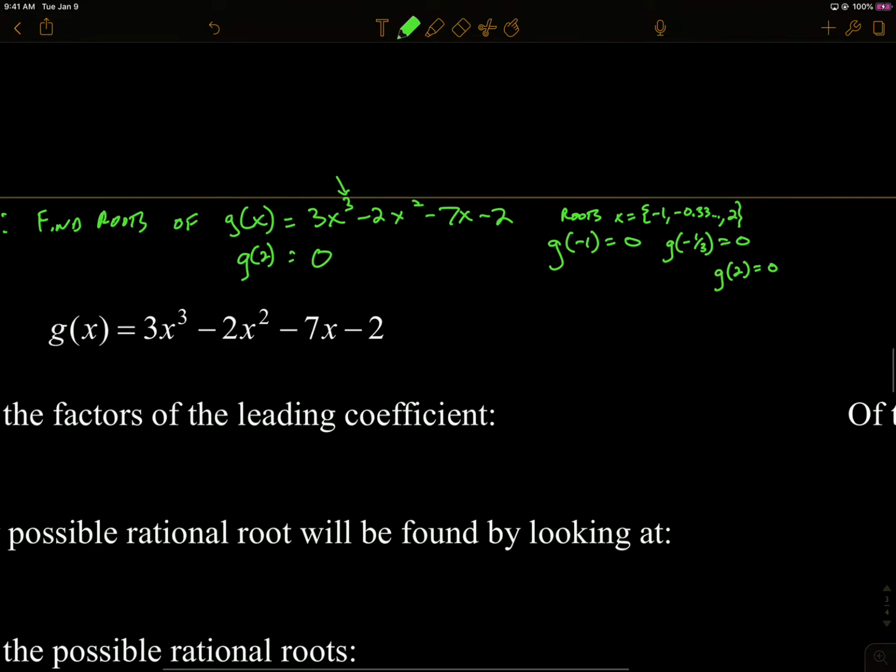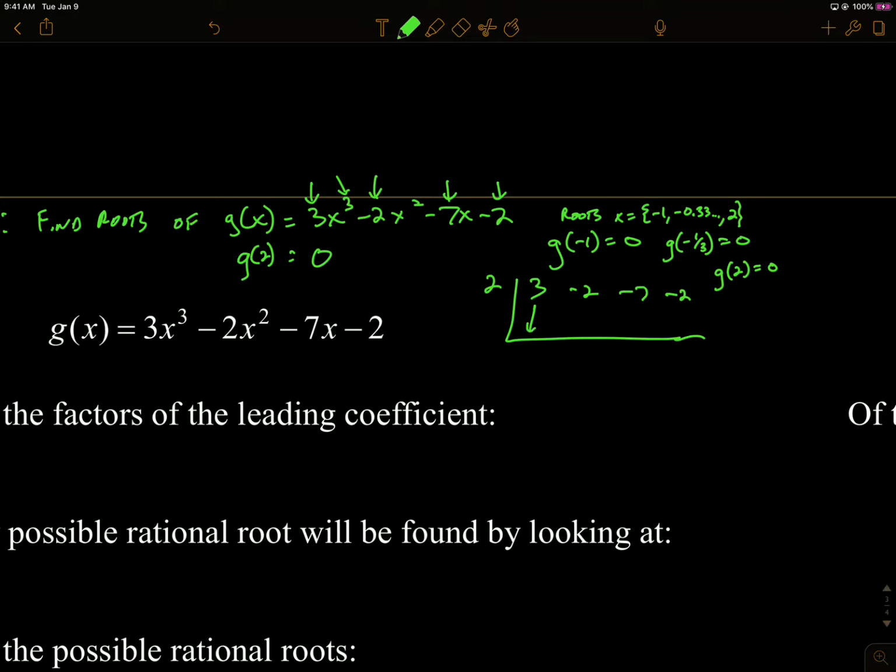Or remember, the remainder theorem says instead of plugging in, if I don't feel like doing all that math out, I can do synthetic division. So I'm going to try the synthetic division. If I go 2 and I take all these coefficients here, I got 3, negative 2, negative 7, negative 2. And I do synthetic division, my remainder will be what I would get if I plugged it in.